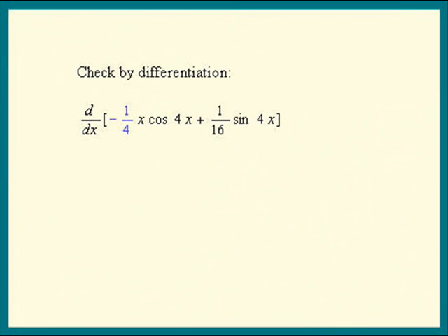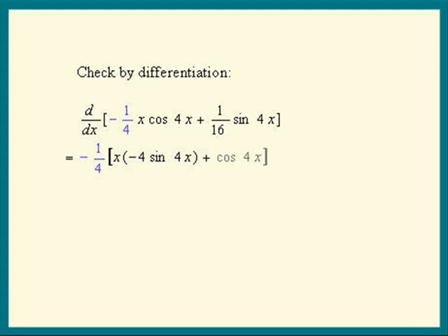To differentiate the first term, we need the product rule. I'm going to keep out the negative 1/4 and apply the product rule to x cosine 4x. Copy the first factor, differentiate the second. It gives us negative 4 sine 4x. Copy the second, differentiate the first, we get 1. Now the second term. Differentiate sine 4x, we get cosine 4x times 4.